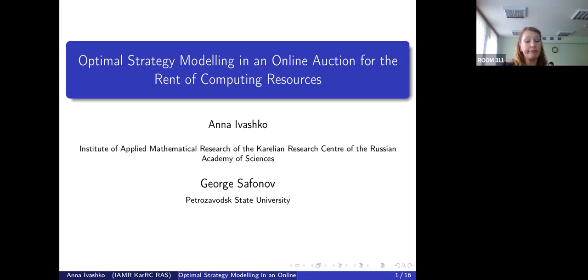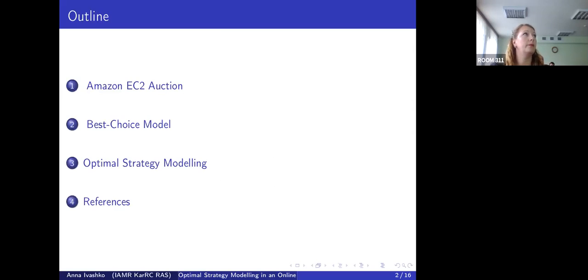And I will present the work connected with optimal strategy modeling in an online auction for the rent of computing resources. And the outline of my talk. We will consider an auction for cloud computing resource allocation on the cloud computing platform, Amazon Elastic Compute Cloud. And we will use the best choice problem for optimal bid pricing in an auction. And we will investigate the spot price dynamics of real data and construct an optimal strategy for users.